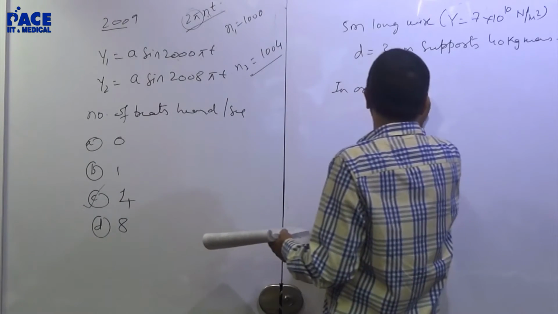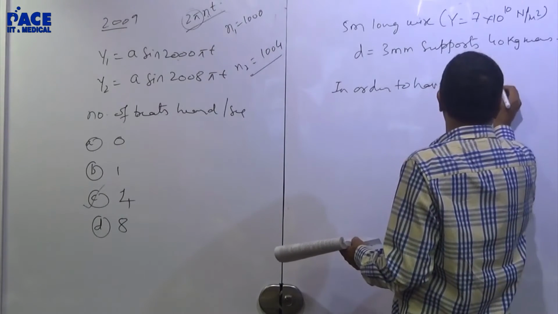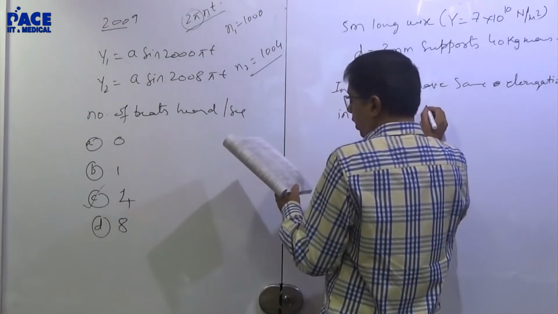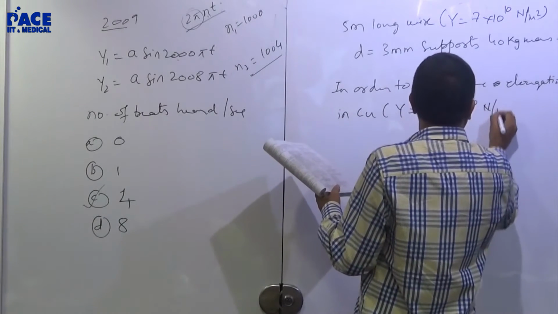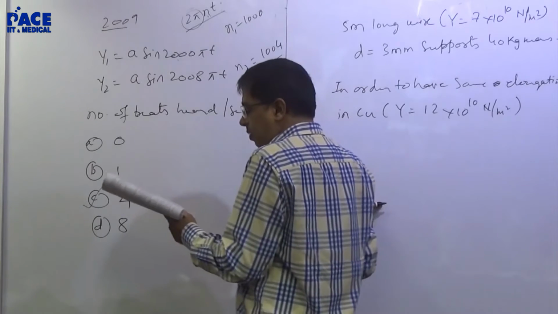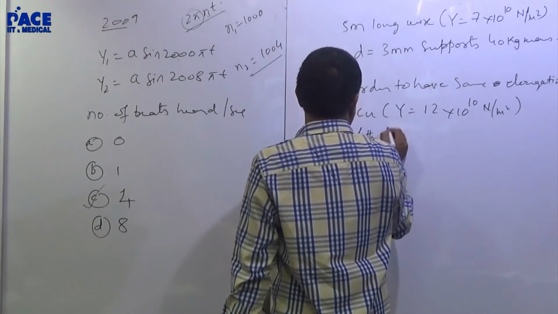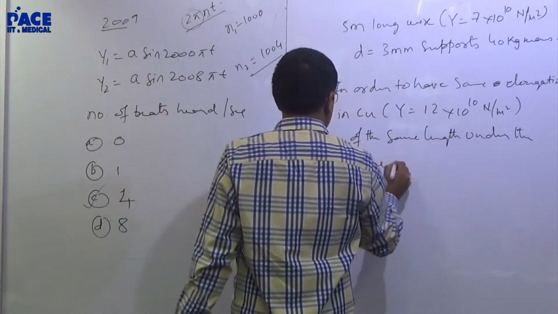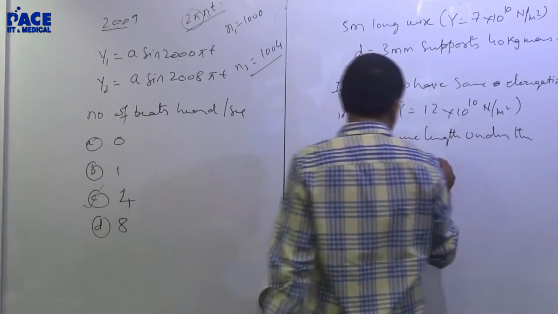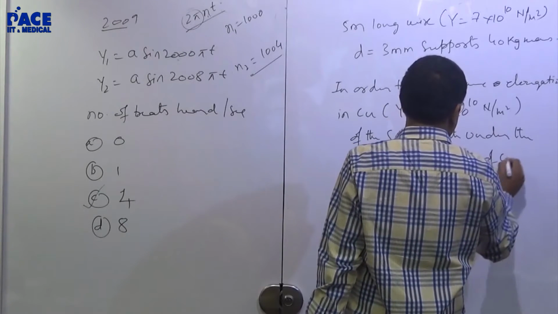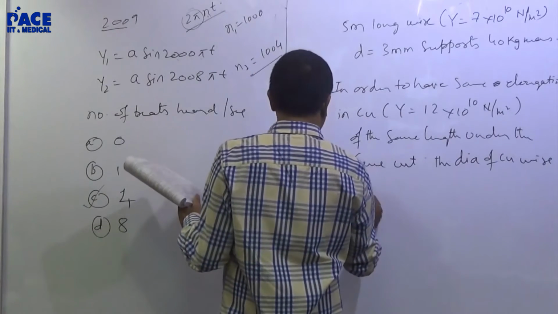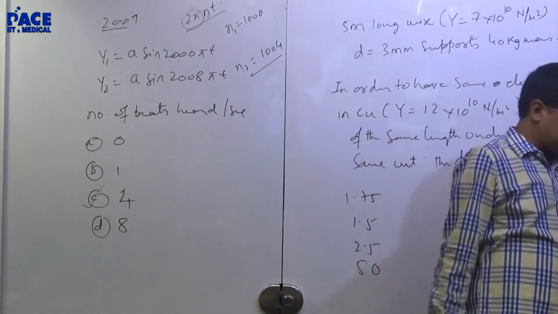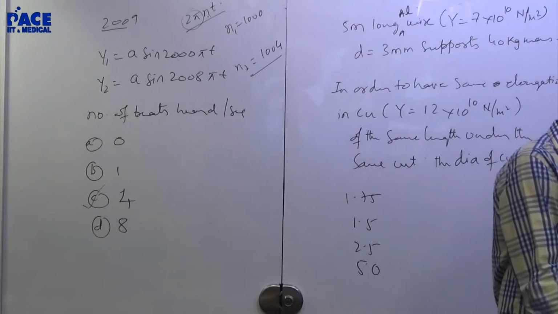In order to have the same elongation in copper, where Y is 12 into 10 raised to 10 Newton per meter square, of the same length under the same weight, what should the diameter of the copper wire be? Options: 1.75, 1.5, 2.5, 5.0 in millimeters, 34, 2.5.